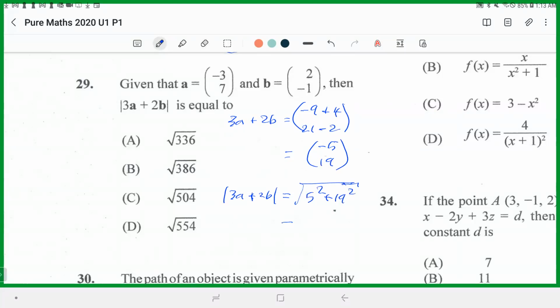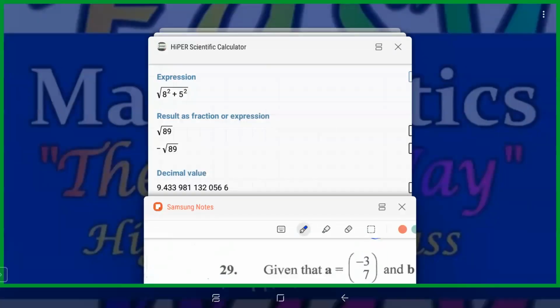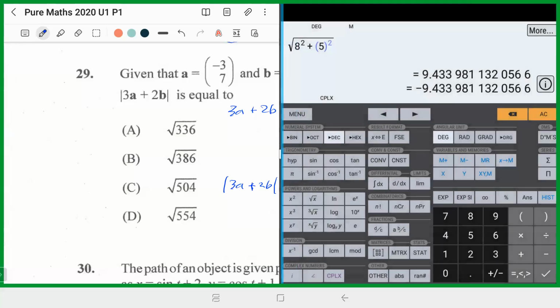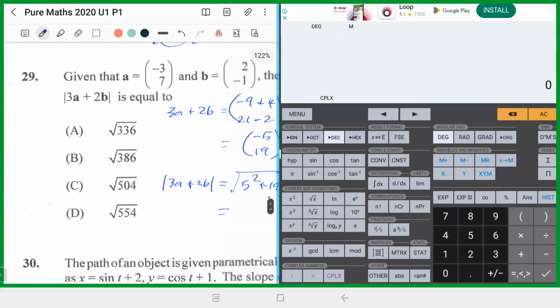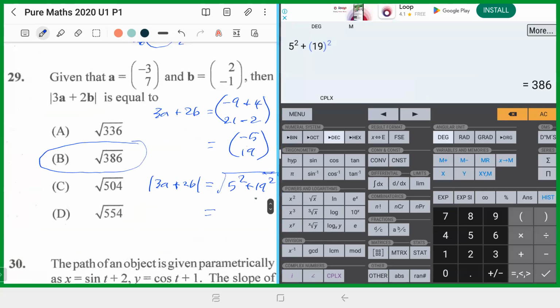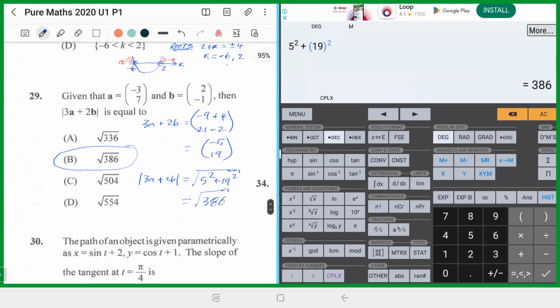And here I just drop back in the calculator. I'm not going to work it out by hand. I want 5 squared plus 19 squared. It's 386. So this is the answer: the square root of 386. All right, that is that.